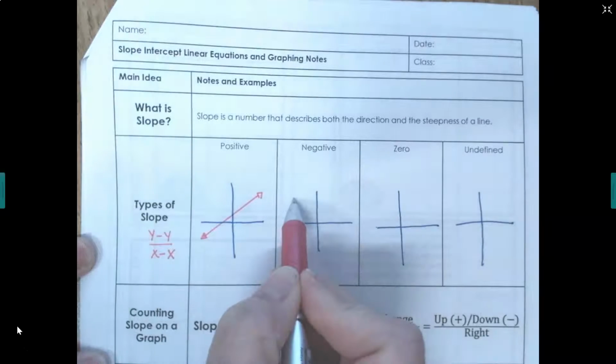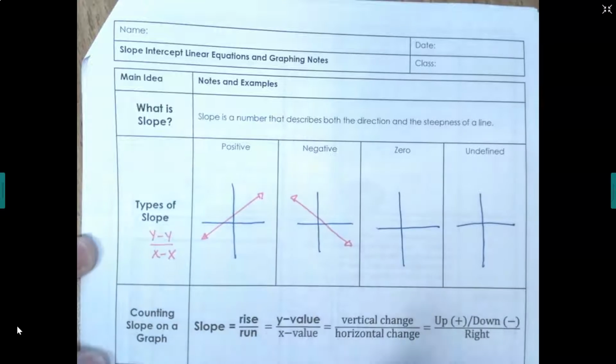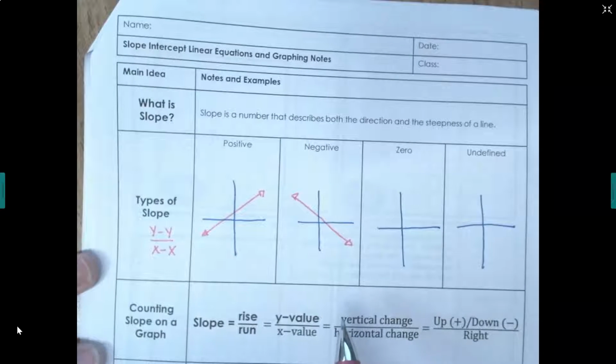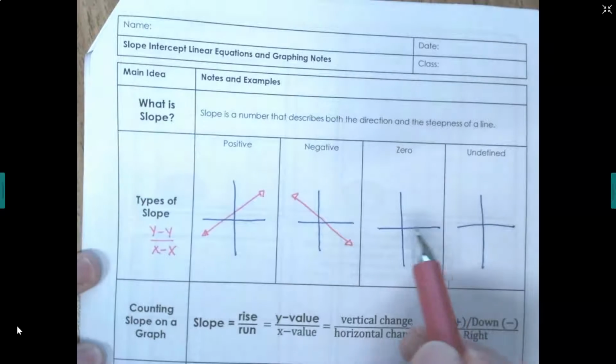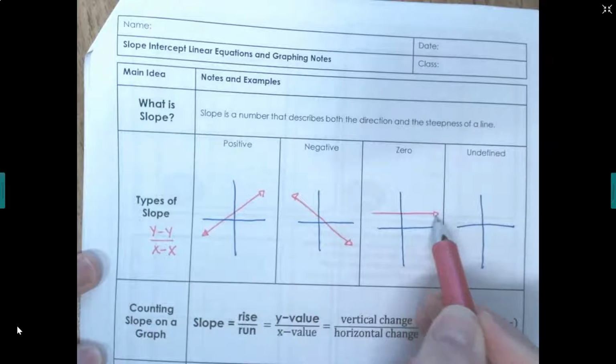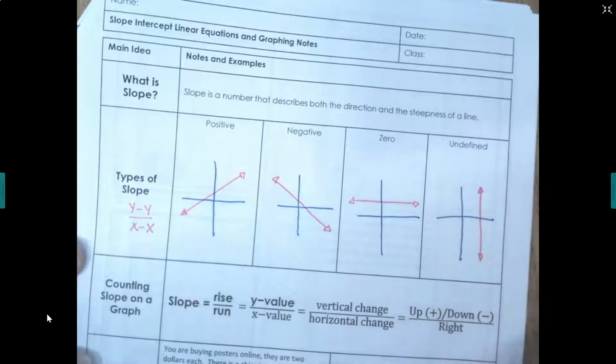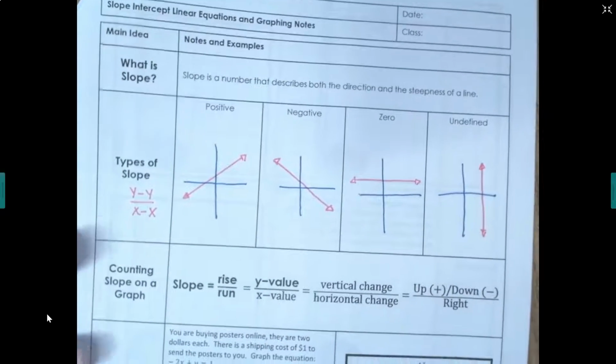A negative slope will point down as you go from left to right. A zero slope means it has no rise at all. So it's a perfectly horizontal line. And an undefined slope is a perfectly vertical line. All it does is rise and it has no run.